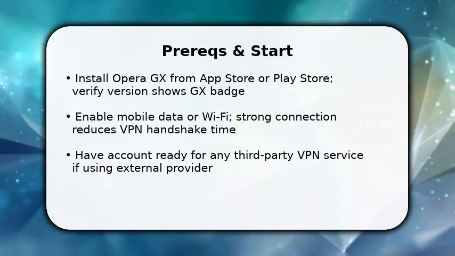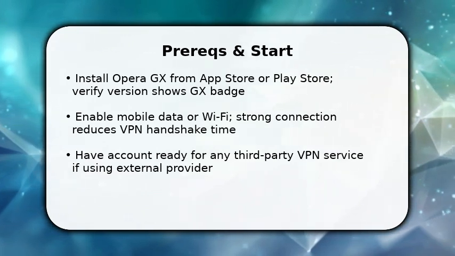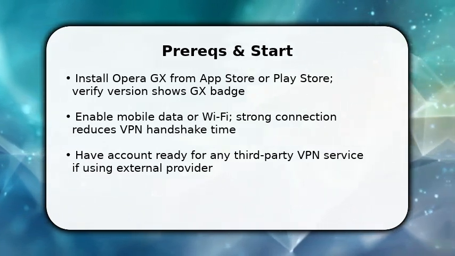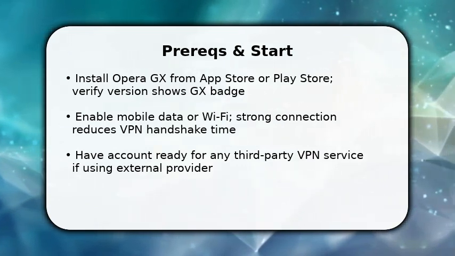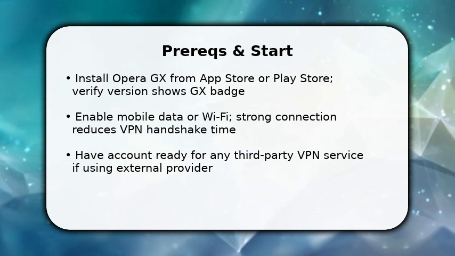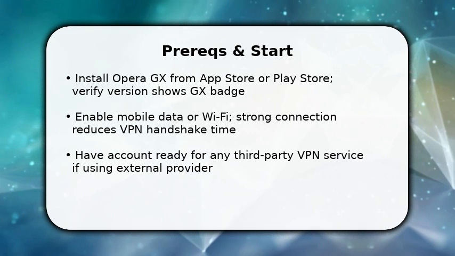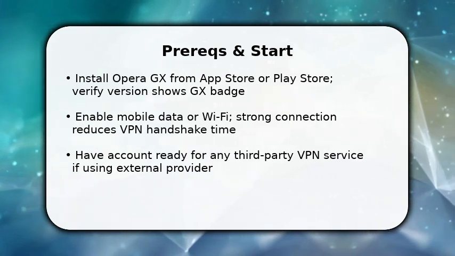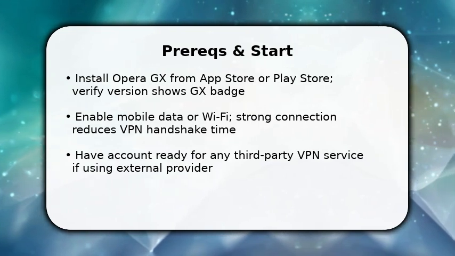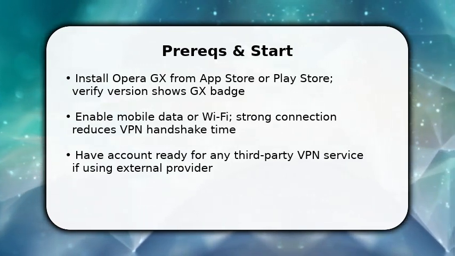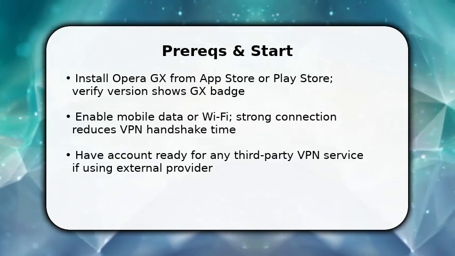You'll begin with a few essentials. Open Opera GX and confirm it's the GX mobile build so you get the integrated VPN option. Once done, make sure you're on a stable Wi-Fi or mobile connection because a flaky link delays the VPN handshake. If you plan to use an external VPN app instead of Opera's built-in tool, have your credentials or accounts set up now. Tap the Opera GX icon and move immediately to the browser settings to locate the VPN toggle.